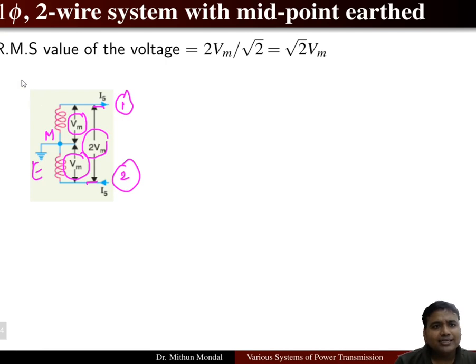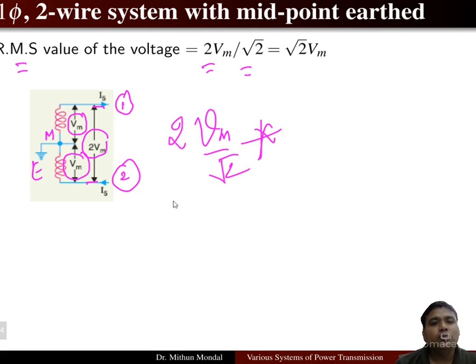So what is the RMS value then? The RMS value is 2 Vm by root 2. So don't do Vm by root 2. It is false. For this case, you have to multiply it by 2, so 2 Vm by root 2, then it will be correct. So the RMS voltage, whatever you will be getting, is equal to root 2 times Vm.